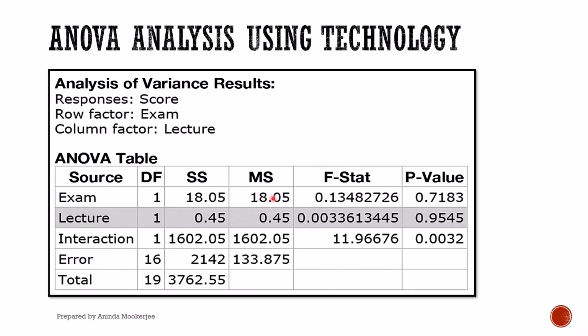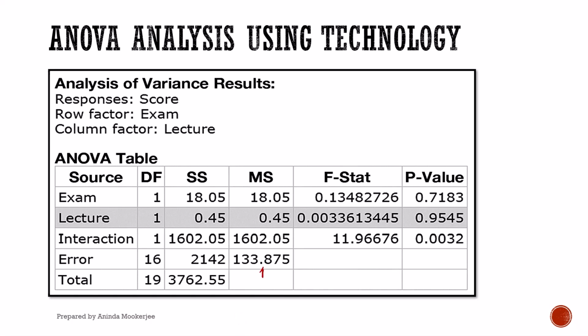Then we have MS for exam, which is treatment, right? Exam is one of the factors. Then there is lecture, which is the second factor. Then we have an MS value for interaction, and then of course error. So this one here, 133.875, is really the MSE, the error sum of the means. All right, so let me write that here.